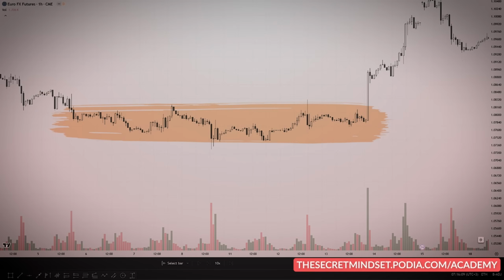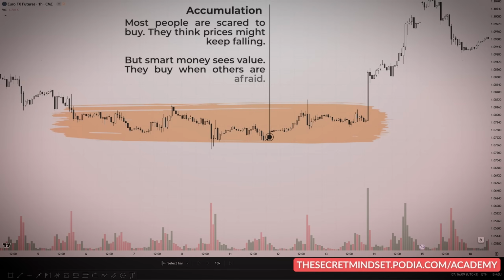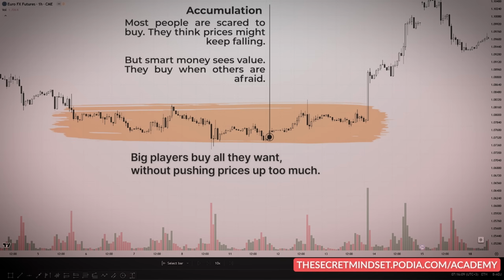In accumulation, most people are scared to buy. They think prices might keep falling. But smart money sees value. They buy when others are afraid. This phase can last a while. It takes time for big players to buy all they want, without pushing prices up too much.